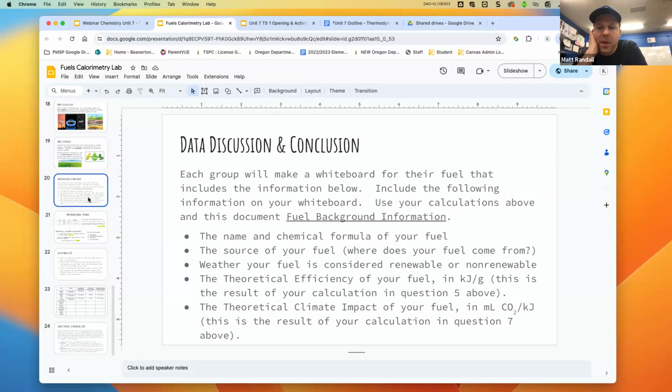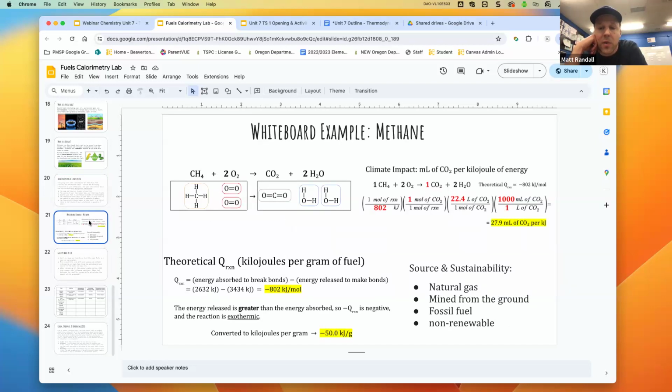So we have students do 4 different fuels, and then in their lab document at the end, well, I guess here, the data discussion conclusion, and then the next slide, if you want to go there, students are doing a gallery walk where each team makes a pretty quick whiteboard summarizing this. It shows the chemical reaction, the balanced chemical equation, their theoretical kilojoules per gram, what we're calling the efficiency, and the climate impact, which is how many milliliters of CO2 are produced per kilojoule.